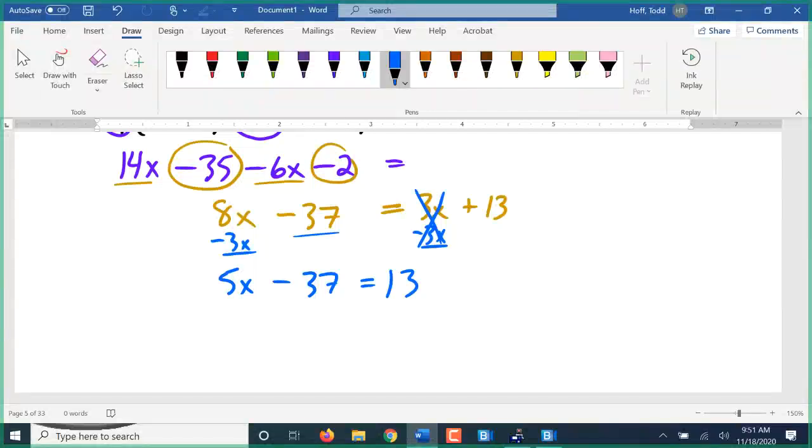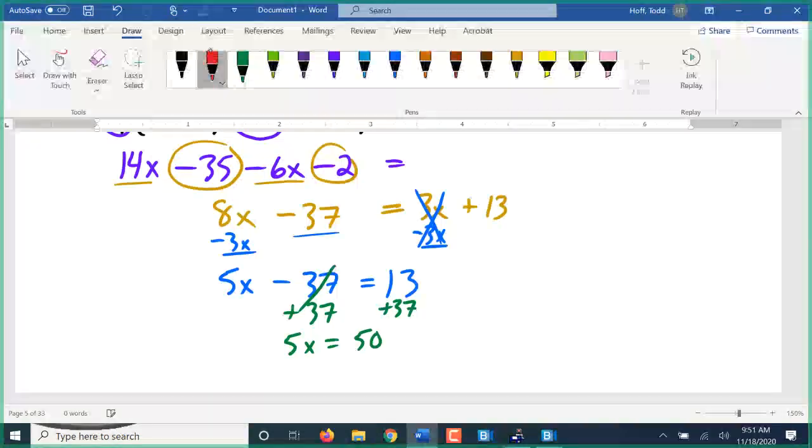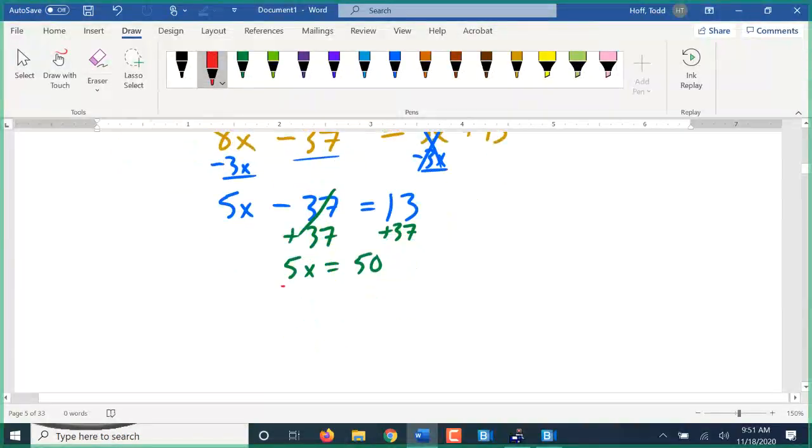Now we're ready to start to solve. We can add 37 to both sides. 5x equals 50. Now we can divide by 5. X equals 10.